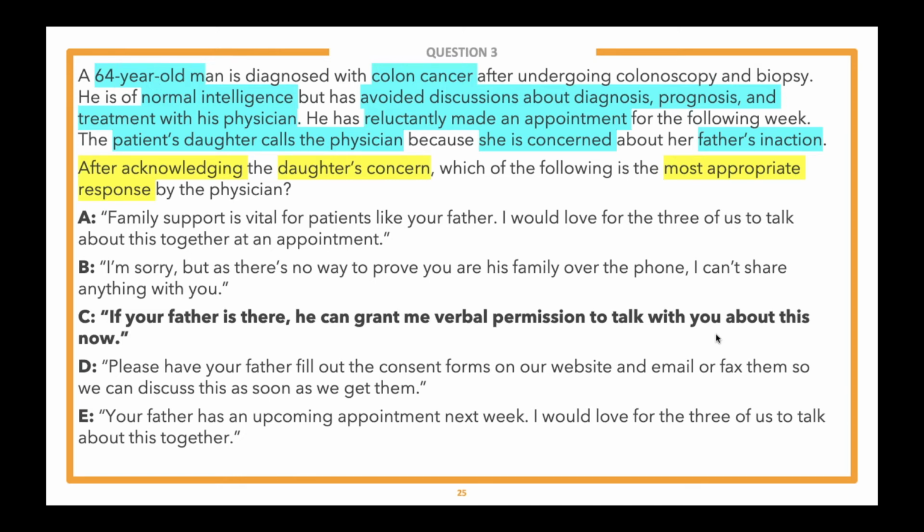Answer choice A. While this is a nice sentence, a nice phrase to tell the patient that family support is vital, pushing it off to talk about it at an appointment may not be necessary in the situation. There's no reason to require the family member to wait until the next appointment. They're probably anxious and want to talk about their concerns over the phone. And if the father gives permission, you can do so. Although that's a nice statement, it delays that conversation a little more than necessary. So in this question, answer choice C is the best response.